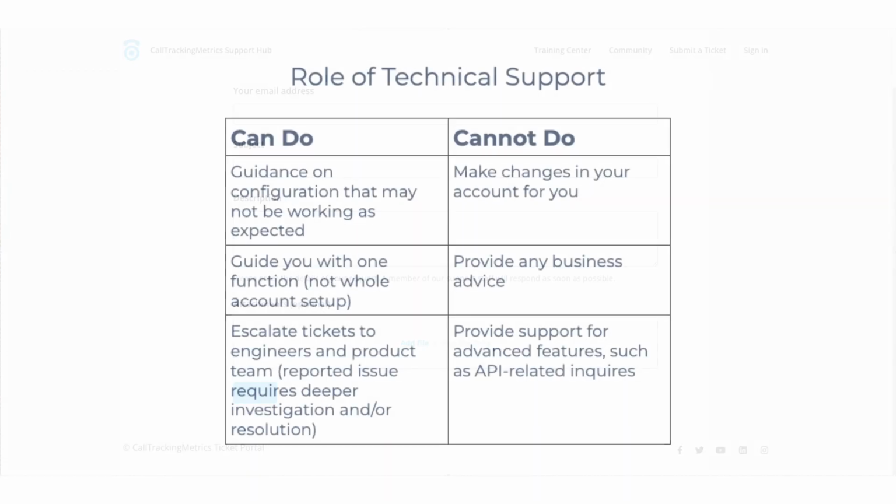Here are some examples of issues our technical support team can and cannot assist you with. Technical support can troubleshoot and resolve configuration issues technical in nature. They can provide guidance on configuration that may not be working as expected, and they can escalate tickets to the engineers and product team when the reported issue requires deeper investigation and resolution.